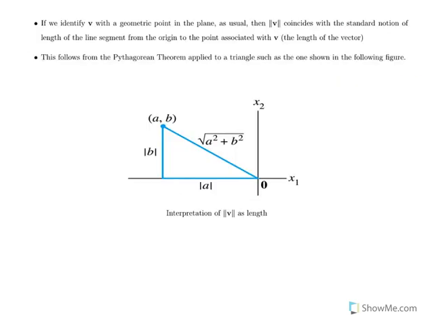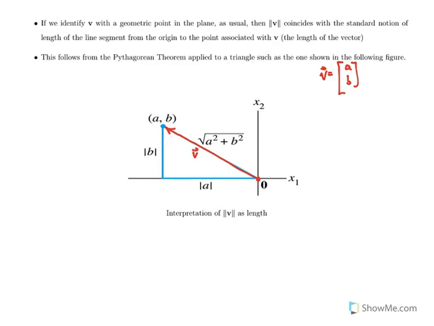So let's think about this length geometrically. We think about a vector identifying with a point. So if we have here the vector is (a, b) in R2, and this corresponds to the point (a, b), but remember we're thinking about this as a vector from the origin out to that point. So this is the vector v here. And we have that the norm of v is the length of the vector in a standard notion of length, the length from the origin to that point (a, b).